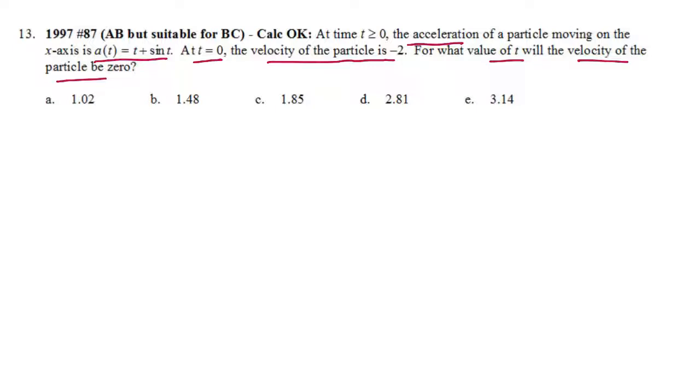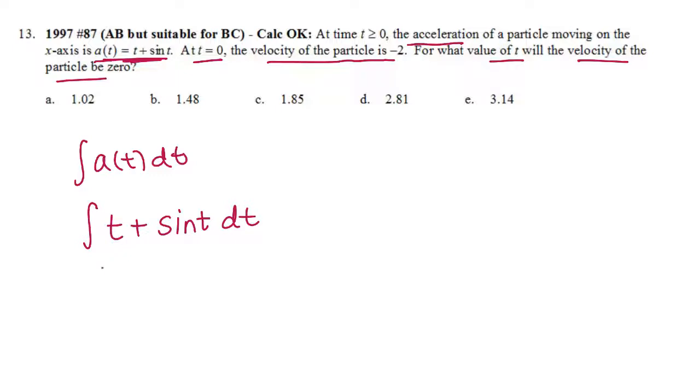The first thing I would do, and I would probably go ahead and think about here, we do need to integrate this to get back our velocity function. So I'm going to integrate a of t, and so I'm integrating t plus sine t dt, and we can do that by hand. That's going to be 1/2 t squared minus cosine t. Oh, nope, no dt, sorry, brain fart.